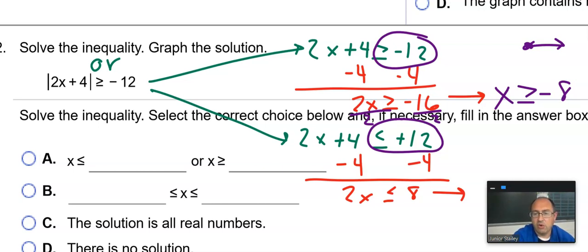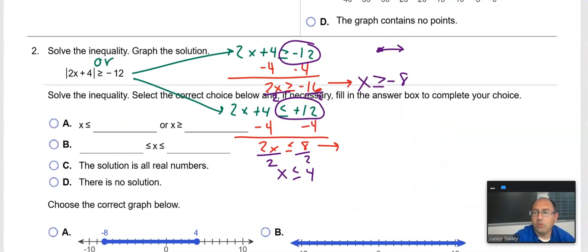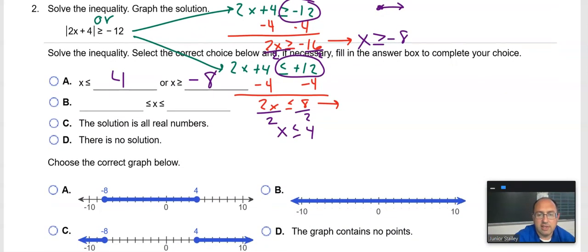So same thing down here. We're subtracting 4, we're dividing by 2, and this time we get x is less than or equal to positive 4. So once again, we're using the word or, and that would be letter A, x is less than or equal to 4, or greater than or equal to negative 8. So that would be letter choice A. Which graph looks like that?